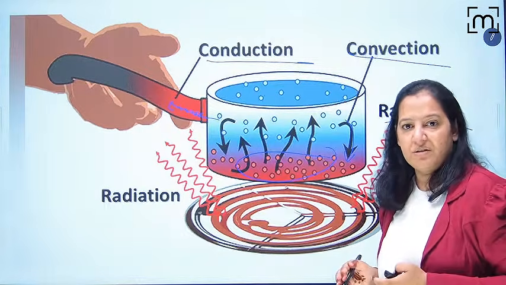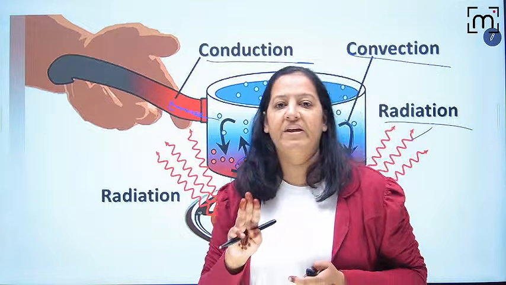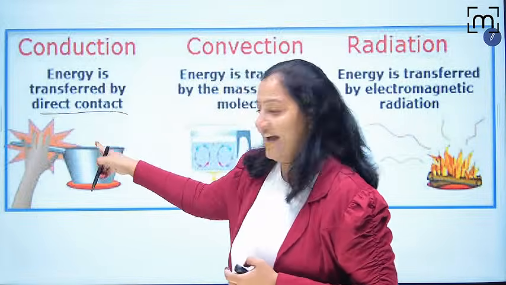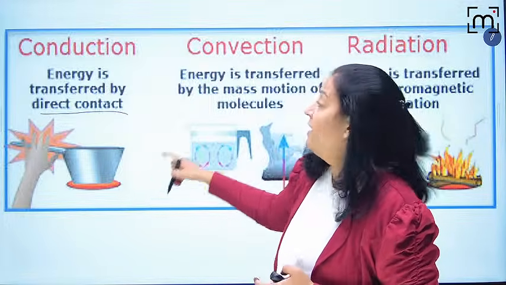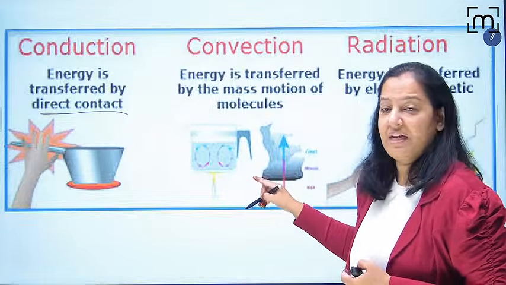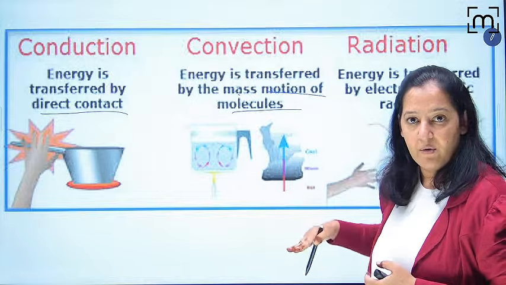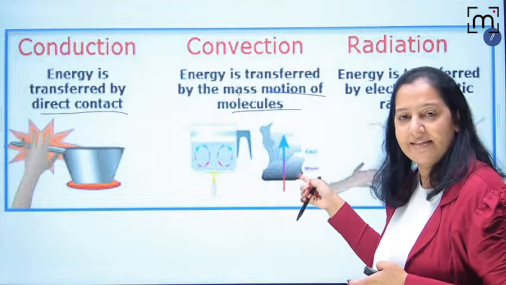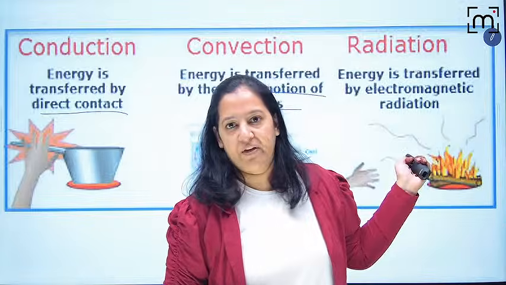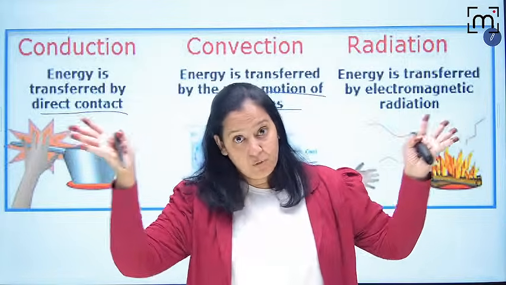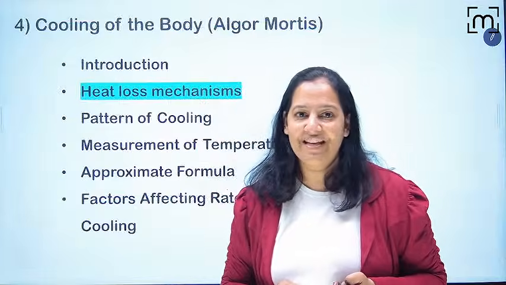So that is radiation. These are the three ways of heat transfer. I guess everyone knows: conduction, where energy is transferred via direct contact in solids; convection, where energy is transmitted via motion of the molecules. Molecules are moving, so it is not direct contact. It is seen in gases and liquids. And radiation is transmission of electromagnetic radiation to the atmosphere directly. These are the three ways.